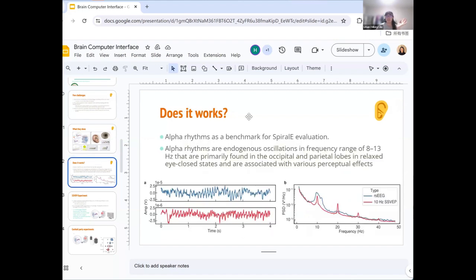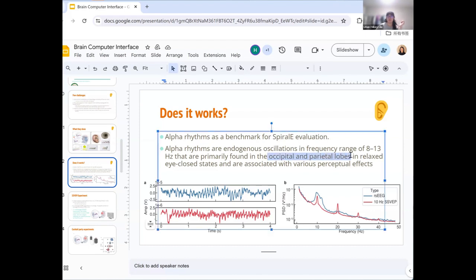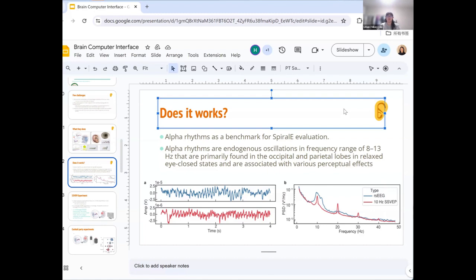And then they verify that it works. So they tried with alpha rhythm as the benchmark for this. They call it spinal E. And usually the alpha rhythm is the one that is usually found in the occipital and parietal lobes. So it is usually related to your vision.